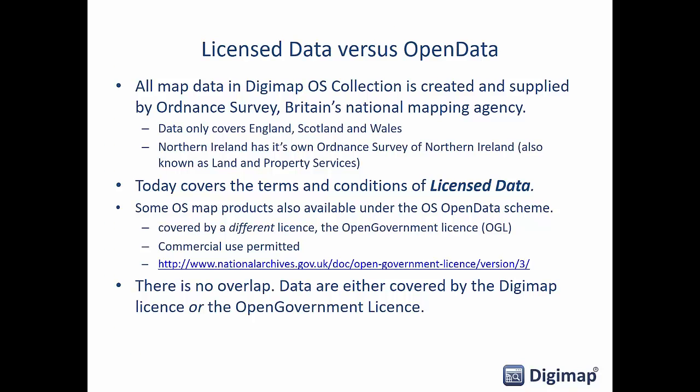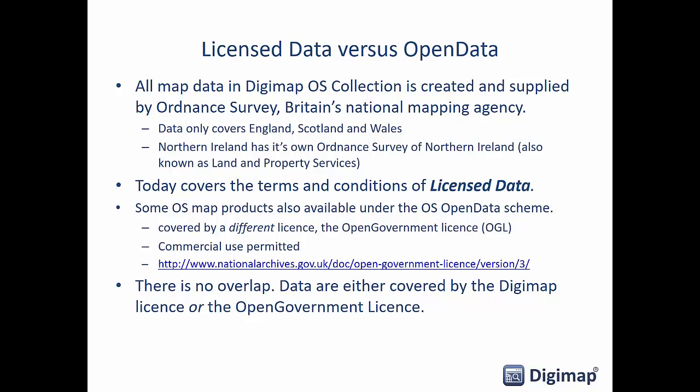So what is the difference between licensed data and open data? We hear about open data all the time, and the difference is key. All the map data in Digimap's Ordnance Survey collection is created and supplied by Ordnance Survey. It only covers England, Scotland and Wales. Northern Ireland and Ireland, of course, have their own national mapping agencies, and they have separate data sets that they deal with in separate ways.